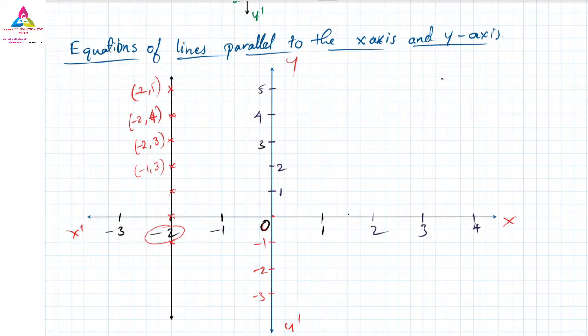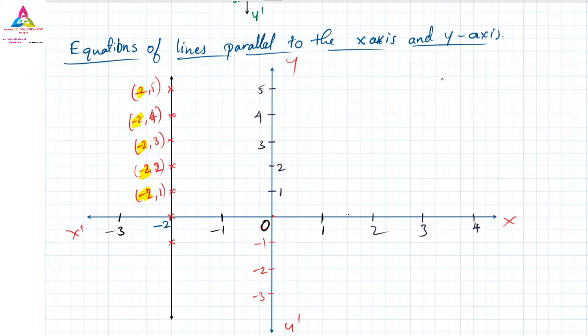Sorry, it is -2 only: -2 and 2, then -2 and 1, and this is -2 and 0. See, every time the x value here is remaining the same, the x value is not changing. When the x value remains the same, it means that the line is parallel to the y-axis. So, by seeing this, anyone will say, what is the equation of this line?